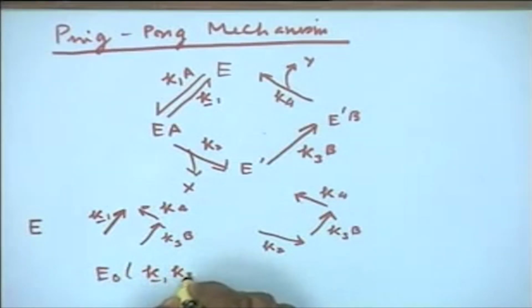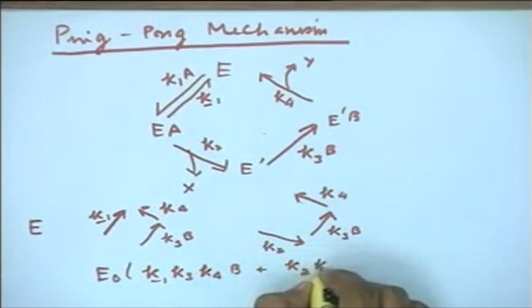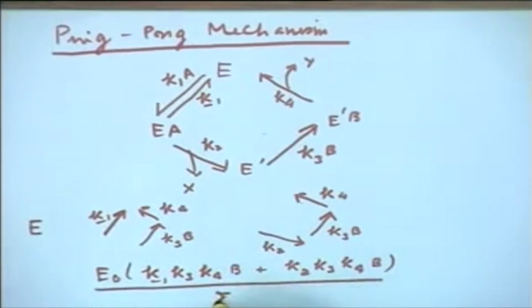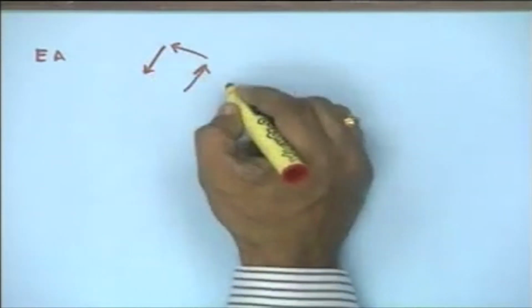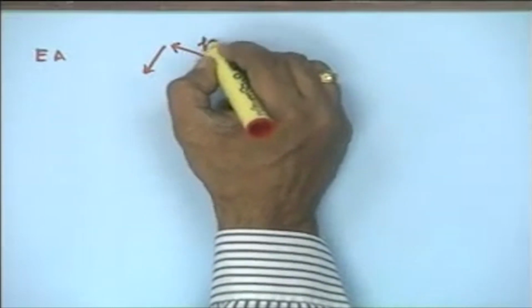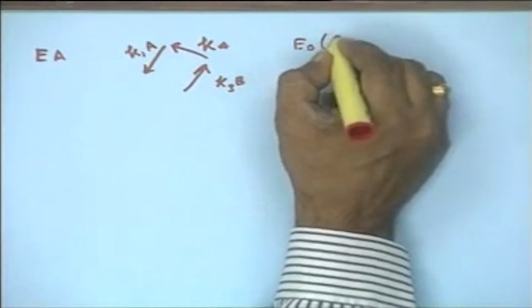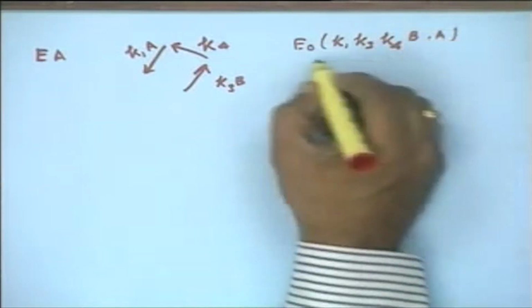species E will be E naught, K minus 1, K3, K4 into B plus K2, K3, K4 into B upon sigma. Similarly, for EA you will get only one pattern which will be feasible, that is going in the anti-clockwise fashion, that is K3B, K4 and K1 into A, and the relative concentration will be E naught, K1, K3, K4 into B into A upon sigma.